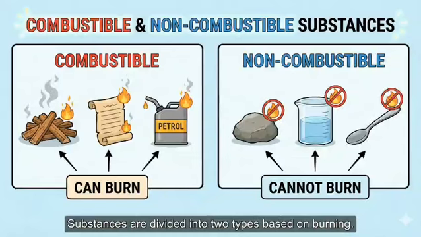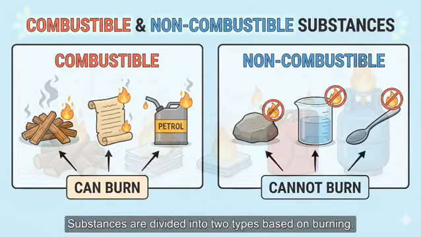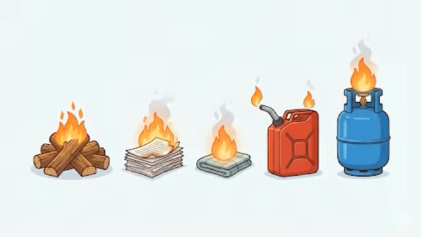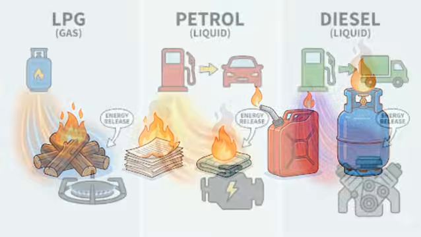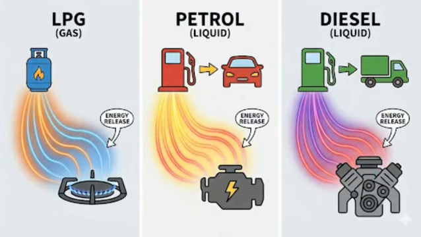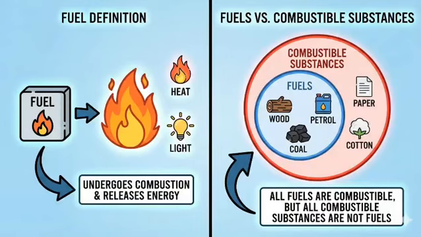Combustible and non-combustible substances. Based on burning, substances are divided into two types: combustible substances. These are substances that catch fire easily when heated and produce heat and light. Some common examples are wood, coal, paper, cloth, kerosene, petrol, LPG, cow dung cakes. Any substance that burns and releases energy is called a fuel. Remember, all fuels are combustible, but all combustible substances are not fuels.